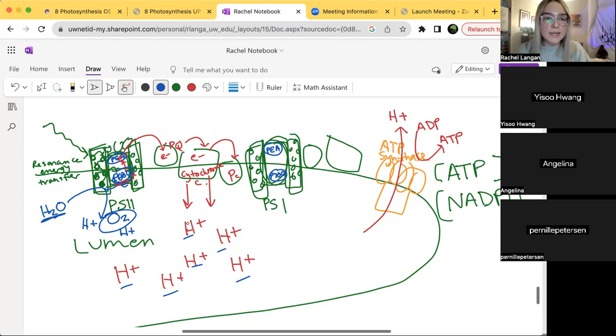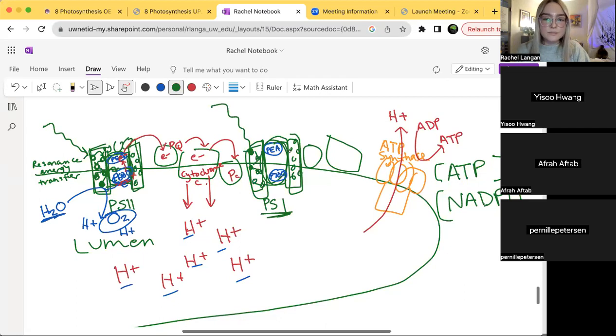Now, how do we get NADPH? So NADPH has to do with photosystem 1. So it starts off the exact same. Light comes in. It's absorbed by chlorophyll molecules. They get excited. They pass that excitation in between each other.